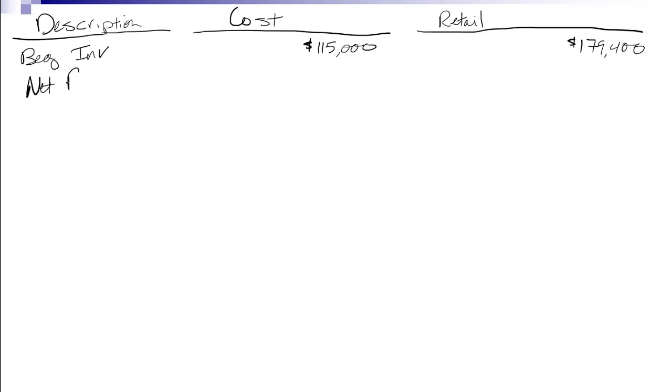Next, I need my net purchases. And net purchases will start with actual purchase values, so original purchase values. So my cost, again, coming from the table on the other slide, $998,500. Retail value at what I'm charging would be $1,737,390. I had some purchase discounts.